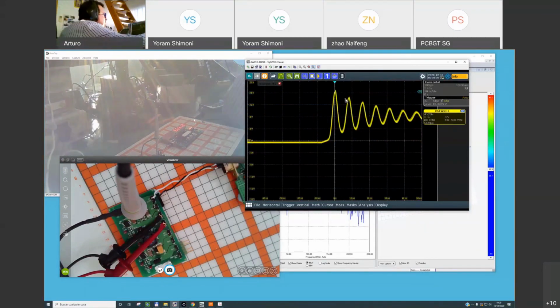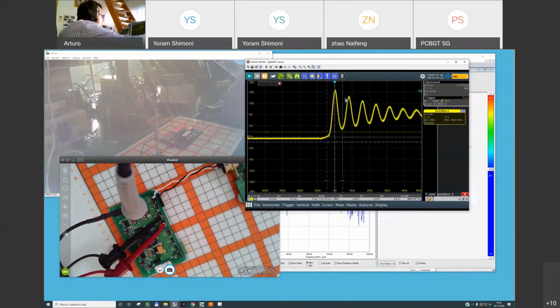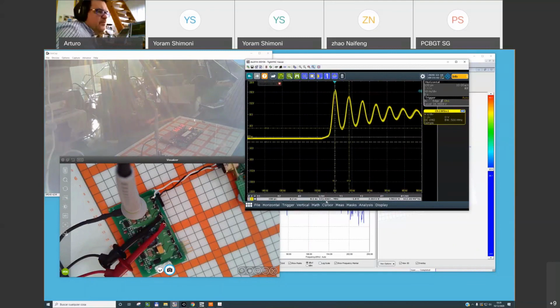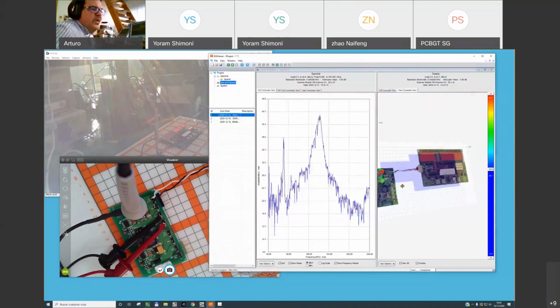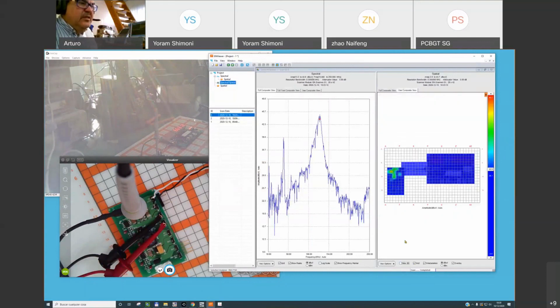We go to the marker, and then with the markers, I can go from peak to peak, and then we have here a difference of 8 nanoseconds, that is around 123 megahertz. This is the origin of the 126 megahertz we are finding in our product. Okay, you can see here.